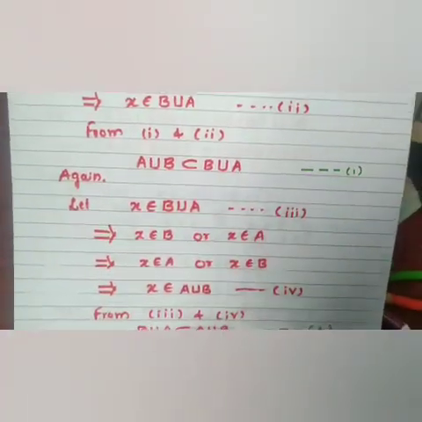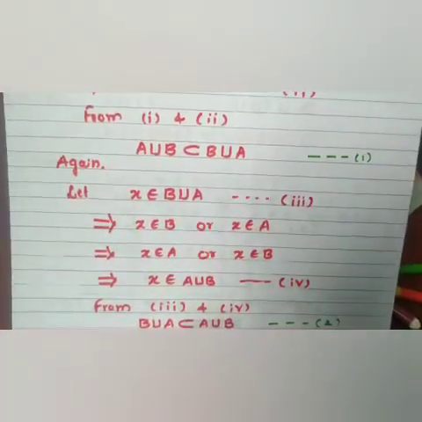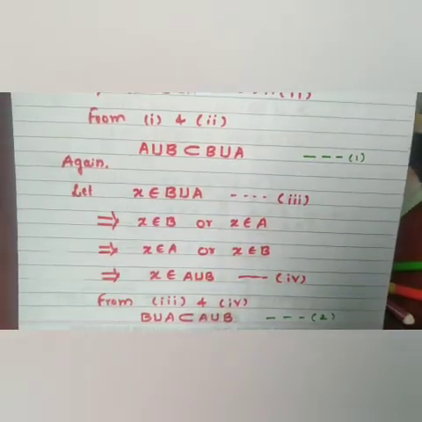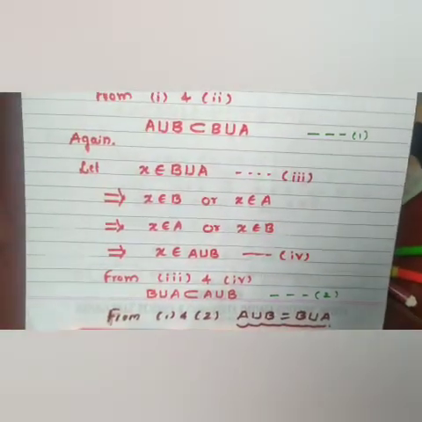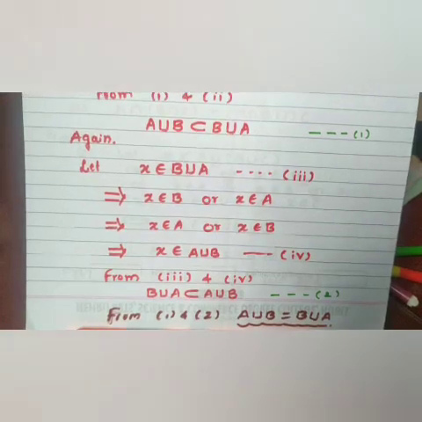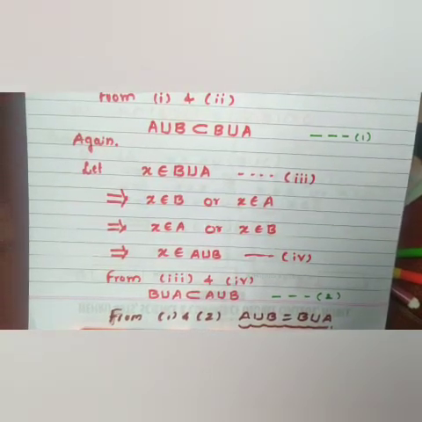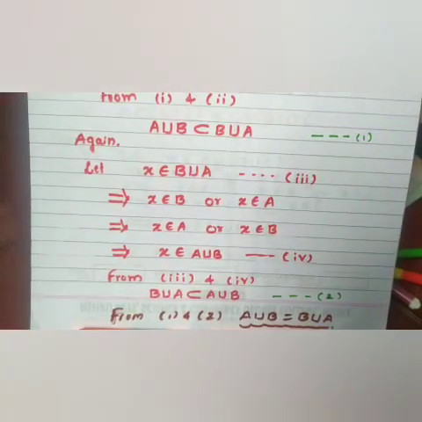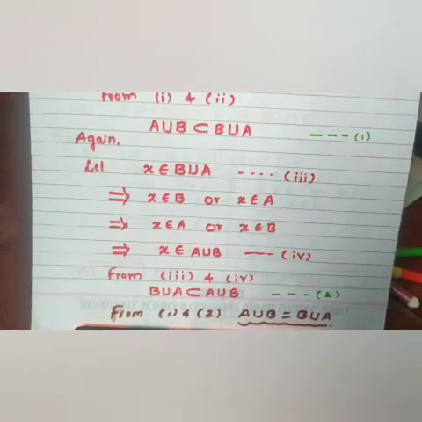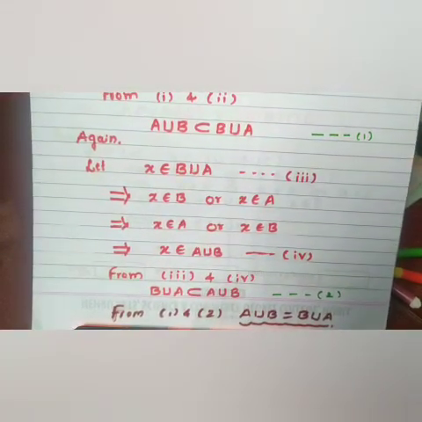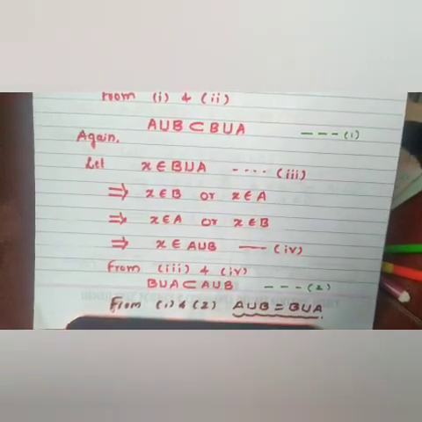Let us reverse the step. Consider X belongs to RHS, B union A. As per the definition, X belongs to B or X belongs to A, interchanging A and B, X belongs to A or X belongs to B, immediately X belongs to A union B. From 3 and 4, it is clear that B union A is a subset of A union B.